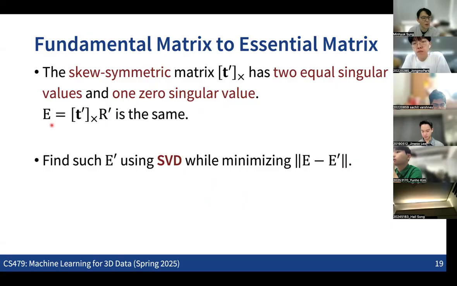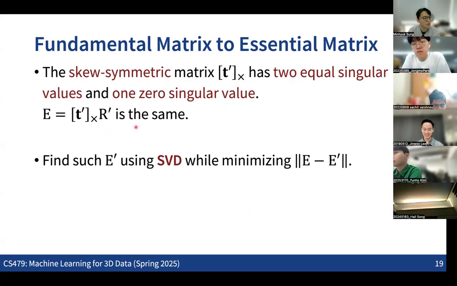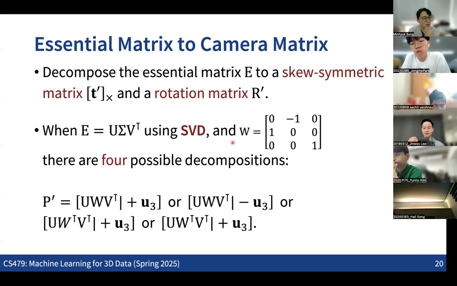So given the essential matrix that we calculated from the fundamental matrix, we also need to find the E which satisfies all these conditions, and also decompose that matrix into the form of the translation and the rotation. There are lots of details in terms of how we can do all this, without discussing all the details here.